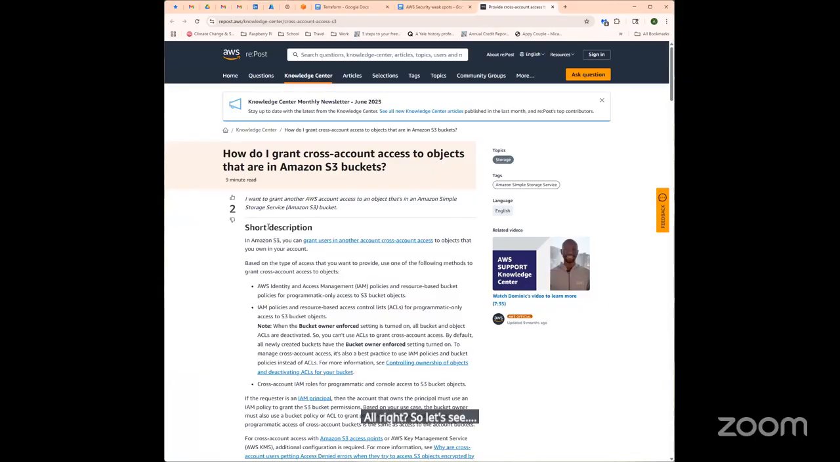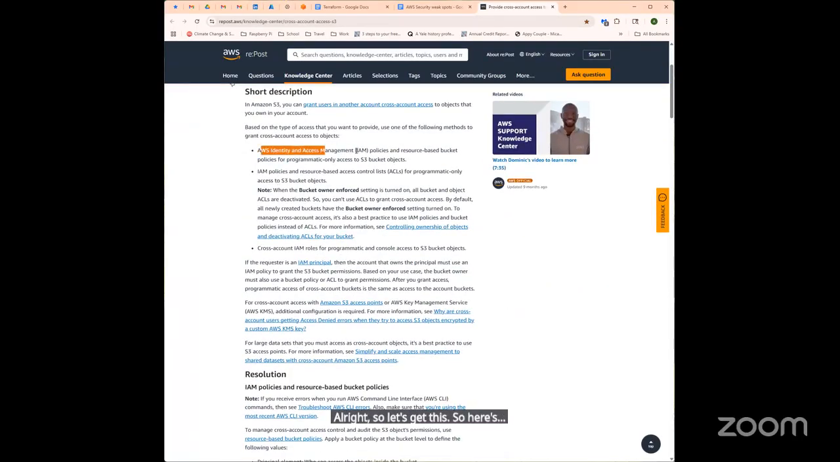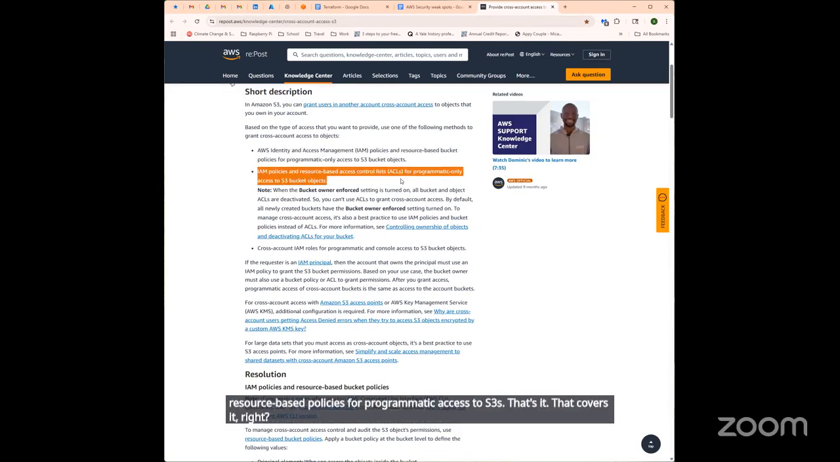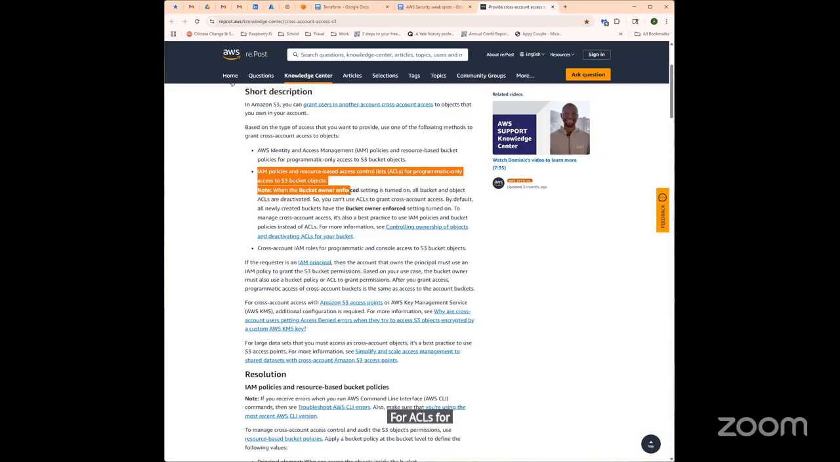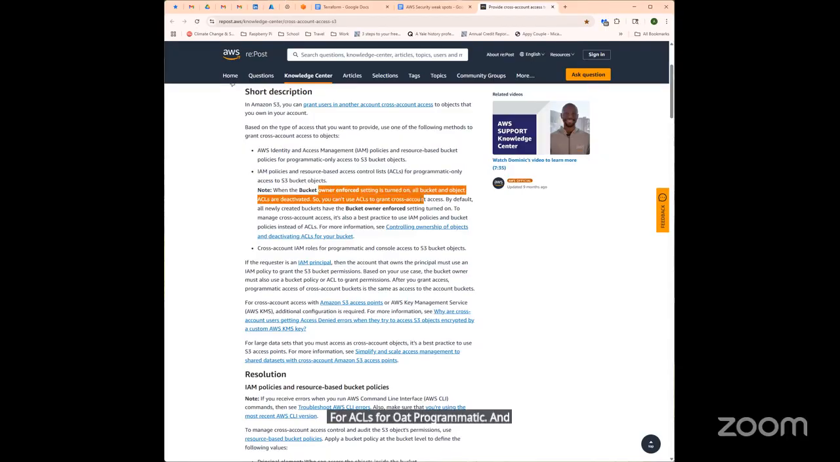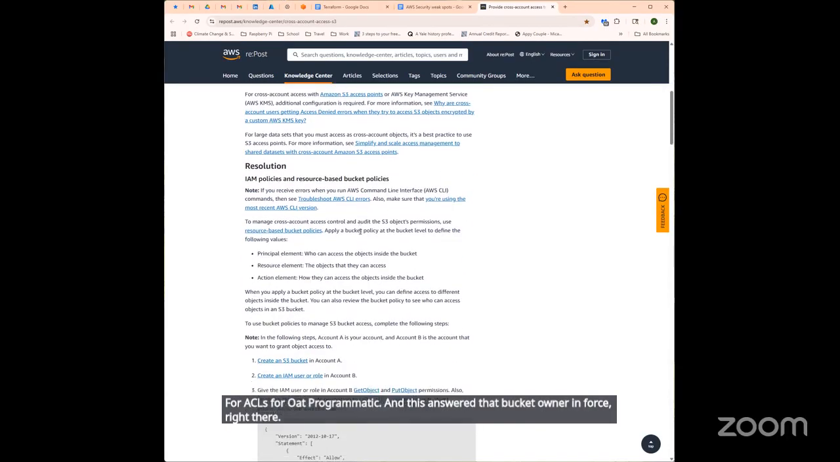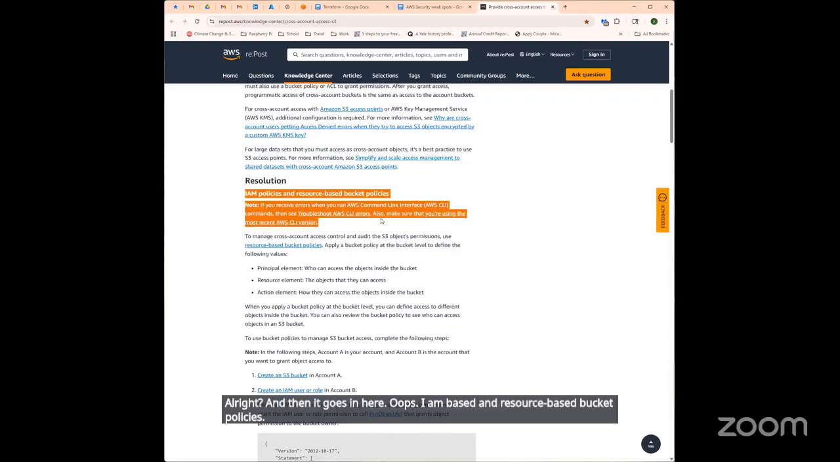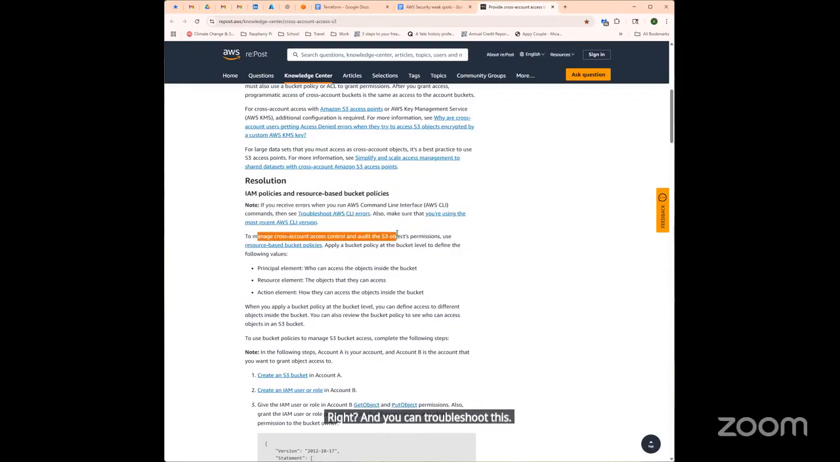All right, so let's get this. So here you go. You have IAM policies and resource-based policies for programmatic access to S3. That's it. That covers it, right? For ACLs for programmatic. And this answered that bucket owner enforce right there. All right. And then it goes in here. IAM-based and resource-based bucket policies. All right. You can troubleshoot this, but you manage cross-account access and audit the S3 bucket permissions.